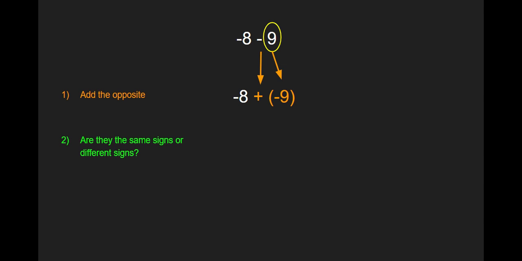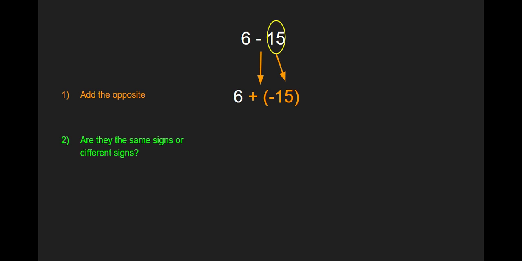Now I need to think about, are they the same signs or are they different signs? It's easiest to do this if you line them up vertically. So I have the -8 above the -9. When I look at the signs in front of them, they're both negatives. Since they're the same signs, I'm going to add the 8 and the 9 together and then keep that negative sign for my answer. So my answer is -17. I kept the negative, and then 8 plus 9 is 17.